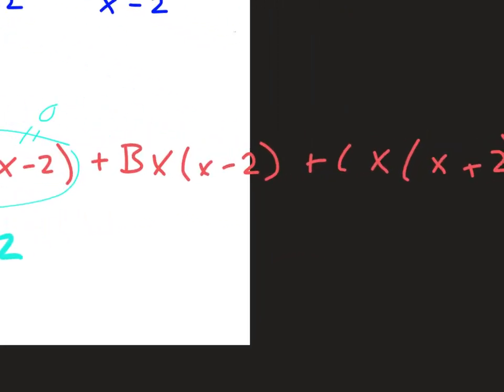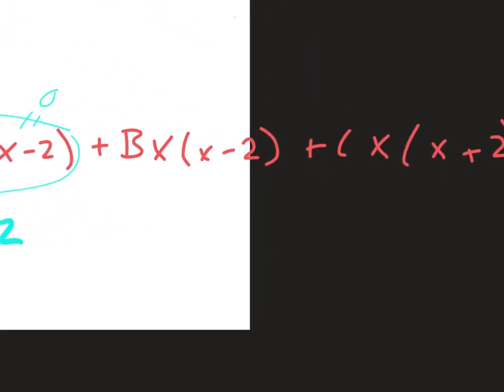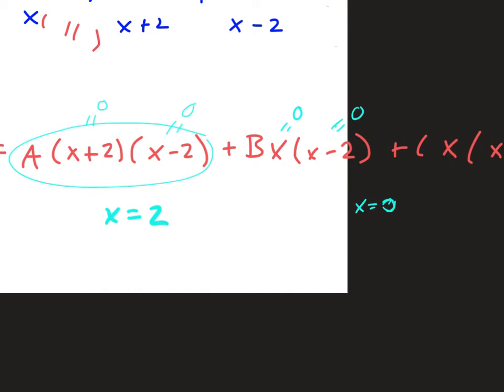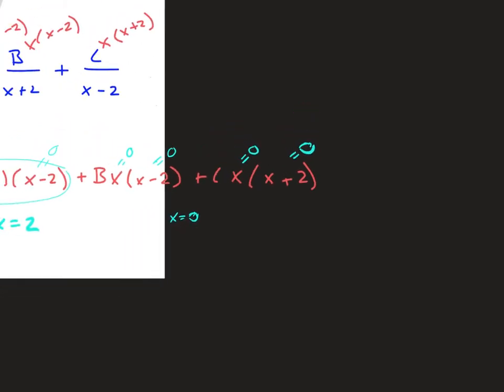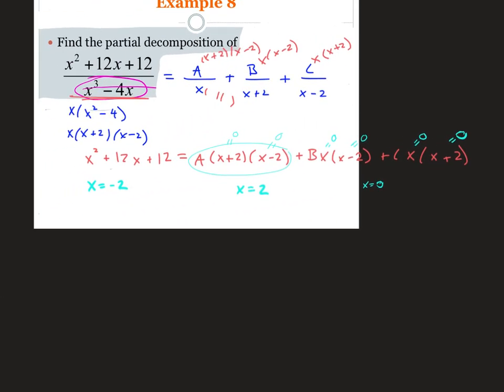And then looking at b, how would we get b to cancel out? What could we plug in here? 0 and 2, but we're already plugging in 2 here. So we just have to add 0 to our list. And then for c, what would we need to get this to be 0 and this to be 0? We already have it, 0 and negative 2. So we're just plugging in 3 numbers here.